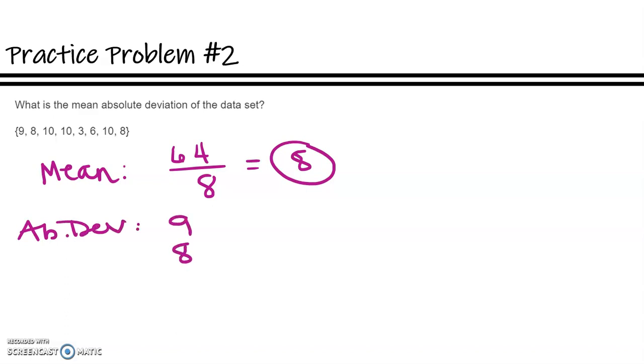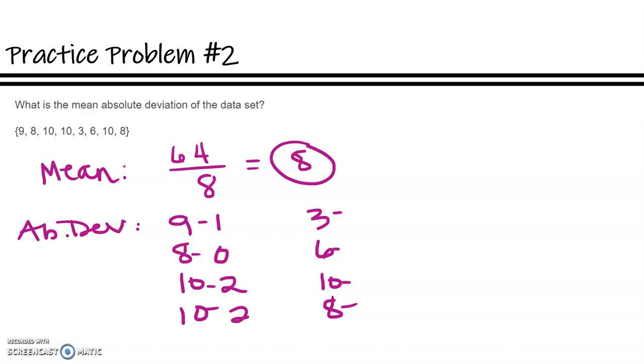I now need to find my absolute deviations. So I'm going to list all my numbers, and I'm going to write the distance each of these is from 8 because that is the mean. 9 is 1 number away, 8 is 0, 10 is 2, 10 is 2, 3 is 5, 6 is 2 numbers away, 10 is 2 numbers away, and 8 is 0 numbers away.